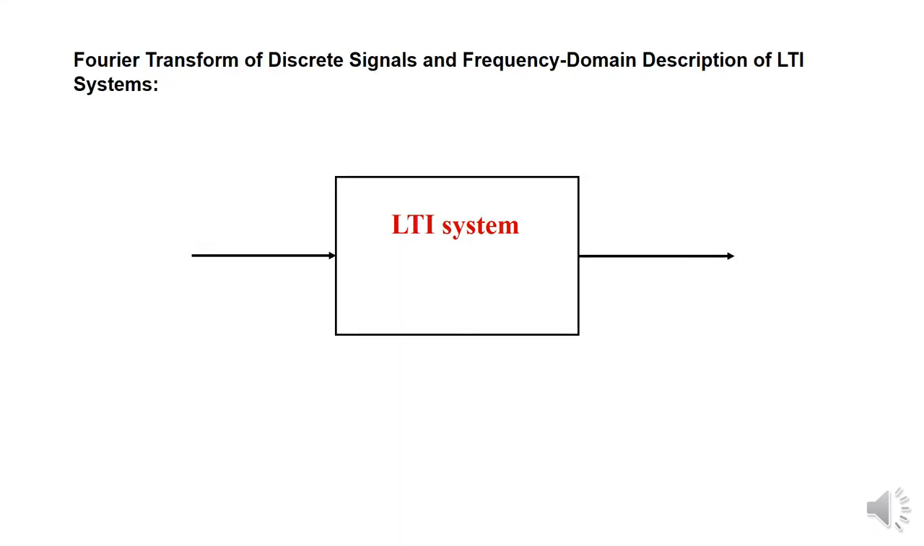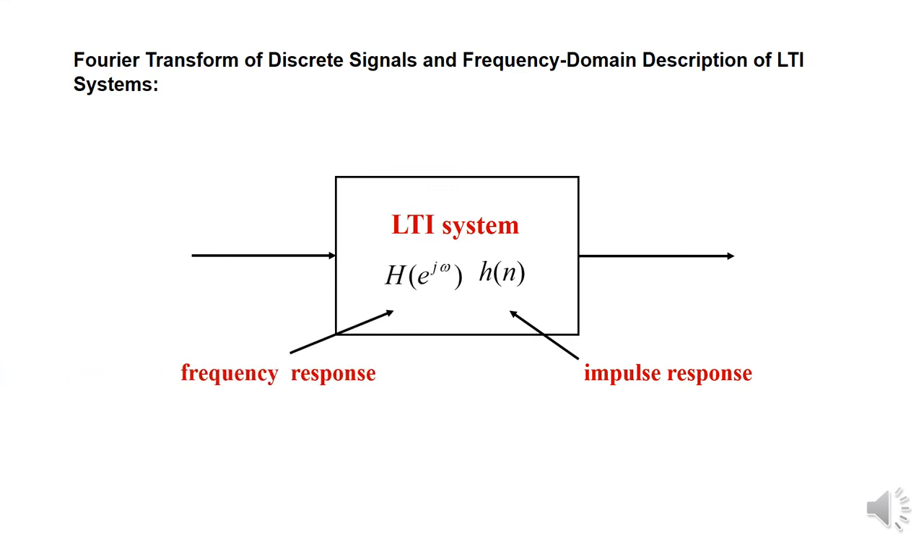Okay, so for the LTI system that we have here, which has an impulse response of h[n], the frequency response of that function we can take as H(e^{jω}). So h[n] and H(e^{jω}) are DTFT pairs. That means H(e^{jω}) is the frequency response of h[n], right?